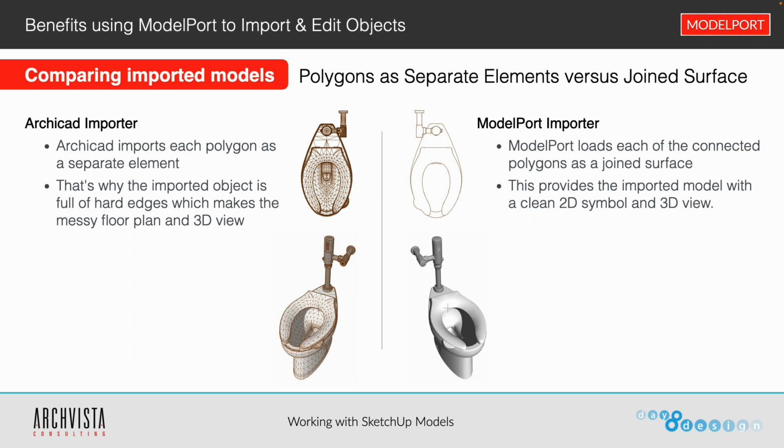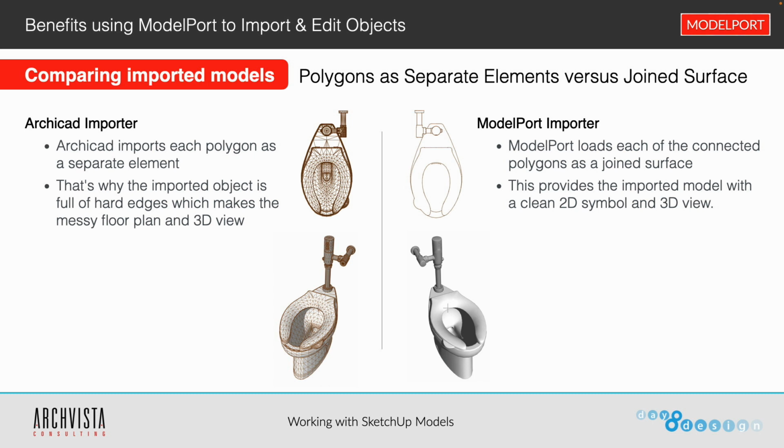Another thing I want to clarify too is the different ways that both ModelPort and ArchiCAD import a SketchUp model file. With ArchiCAD, it is importing each polygon as separate elements. As you can see here on the left, with all these curved elements in this model, you end up with triangulations, and they're each individually shown, which is why it has a line for each individual part in both 2D and 3D, because that's just the way ArchiCAD handles it when it imports it.